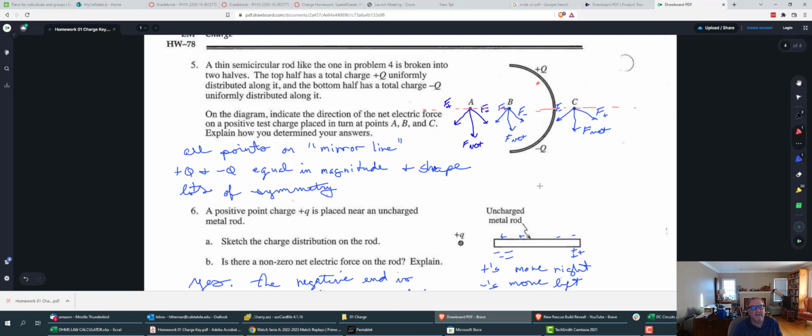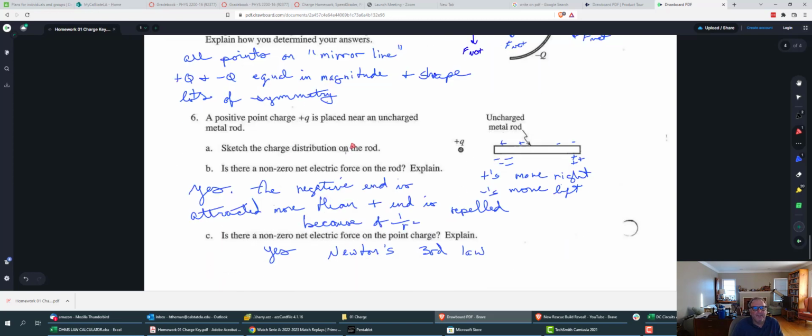And it didn't ask me about the relative magnitudes. I have to assume that since this guy is in the middle here, maybe in here would be the greatest, but I can't tell. I guess B and C would probably have F nets be equal, and A would be a little bit smaller. Okay, lots of symmetry.